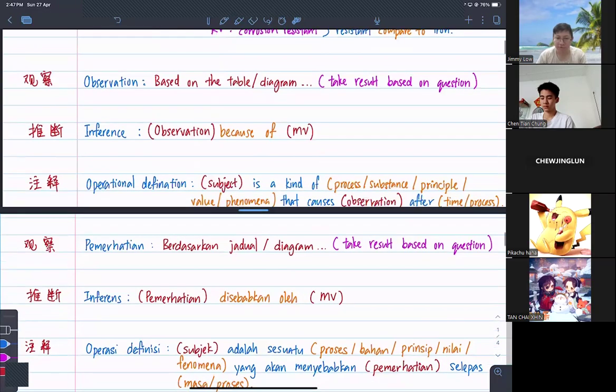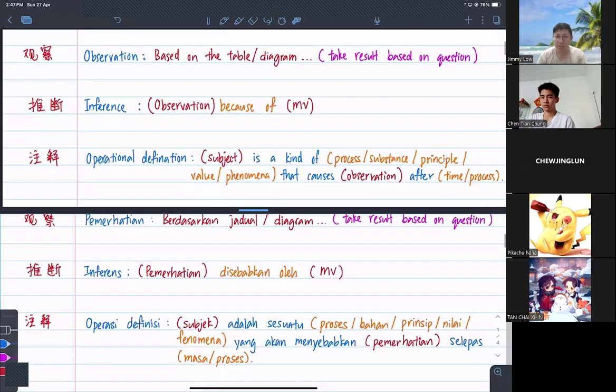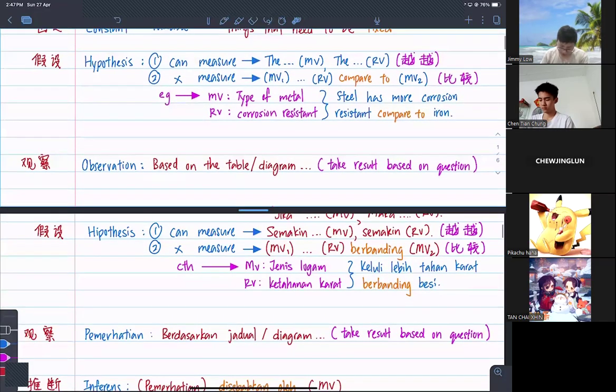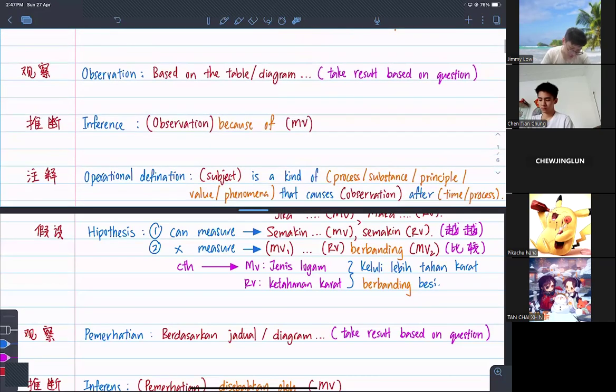When it comes to inference, inference means reason why your observation happens this way. Usually it's because of manipulated variable lah. So, for example, steel has more corrosion resistance compared to iron, so that we know steel won't get rusted. When steel won't get rust, then this is your observation: the steel nail has no change. Then when it comes to inference, you write steel has no change because steel is alloy.